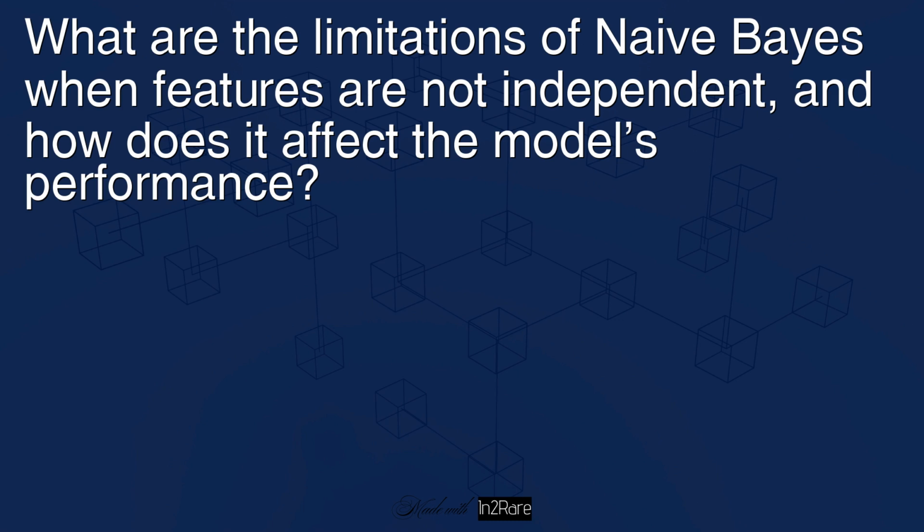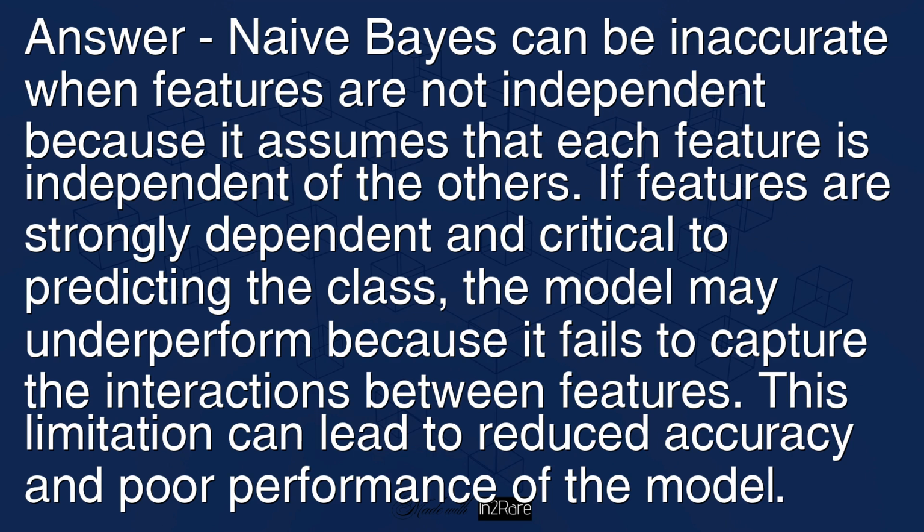What are the limitations of naive Bayes when features are not independent, and how does it affect the model's performance? Answer: naive Bayes can be inaccurate when features are not independent because it assumes that each feature is independent of the others. If features are strongly dependent and critical to predicting the class, the model may underperform because it fails to capture the interactions between features. This limitation can lead to reduced accuracy and poor performance of the model.